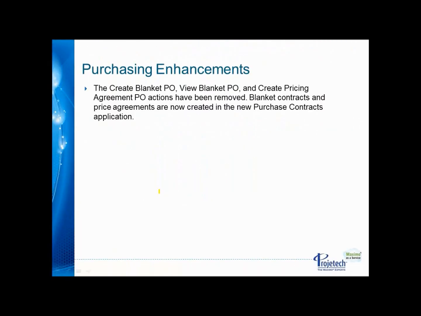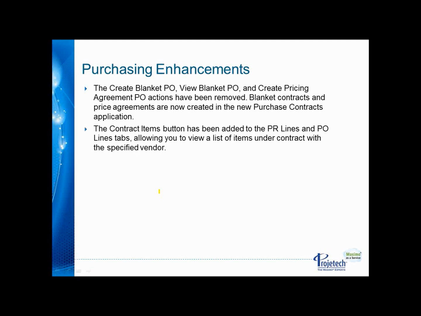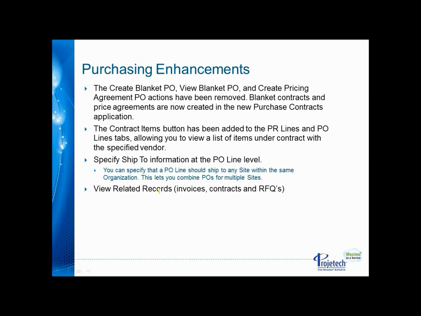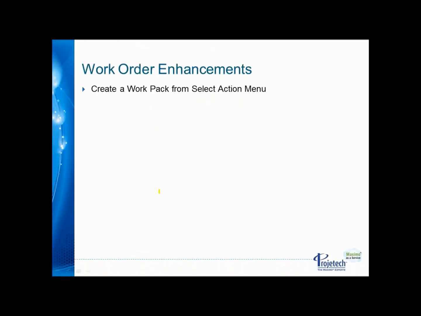Okay, so quickly here, as I try to get through the last minute or so, purchasing enhancements. Create blanket PO, view blanket PO, and create pricing agreements have all been removed from older versions. Blanket contracts and price agreements are now created in the new purchase contracts application. You can specify ship-to information at the PO line level. You can also view related records on a PO. Related records can be invoices, contracts, or RFQs. We have PO revisioning now, so we're able to revise POs and keep a history of those revisions. And we can also void receipts for transactions that we accidentally received in error or that were incorrect.